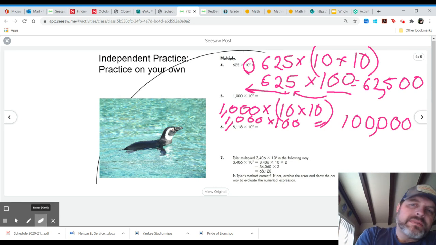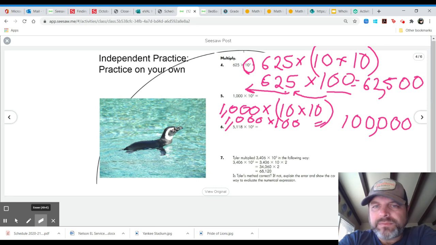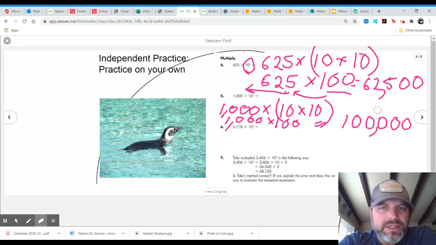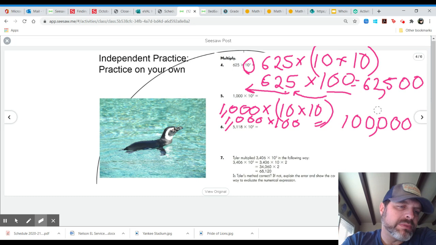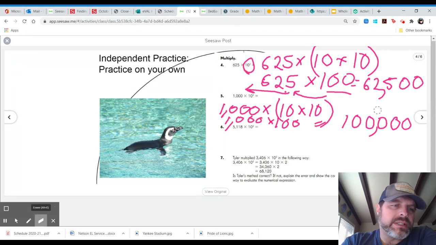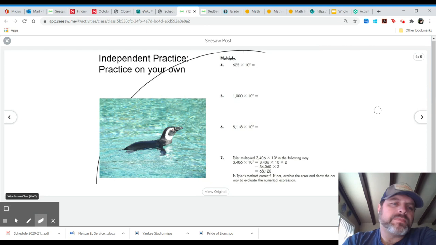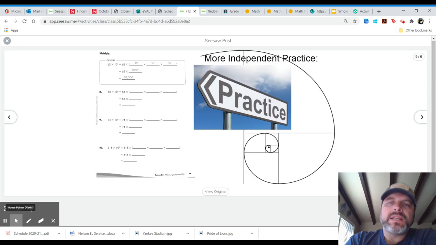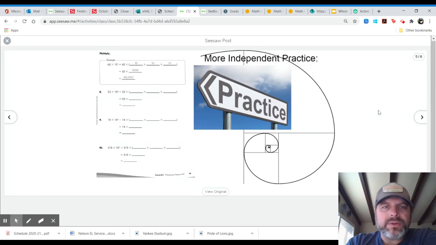So I'm going to erase that for a second. And this is page, I believe, 38 in your In Focus books. If you don't have your In Focus book, please just go ahead and use Seesaw, since this is in Seesaw. Okay, I'm going to erase this. We're going to go to the next page real quick. And the next page has the third power.